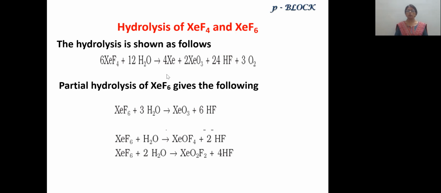Partial hydrolysis of xenon hexafluoride. Now in the partial hydrolysis, you take 1 mole or 2 moles of water and you get xenon oxyfluorides. But when the complete hydrolysis is there and xenon hexafluoride is treated with 3 moles of water, you get XeO3 and 6HF.